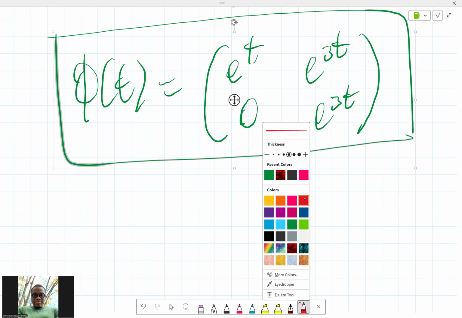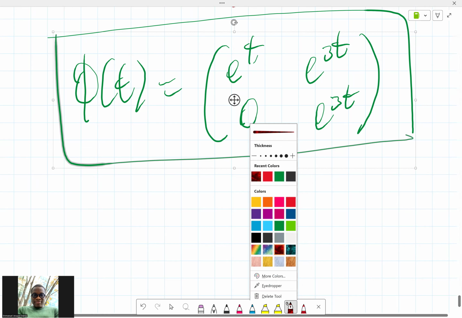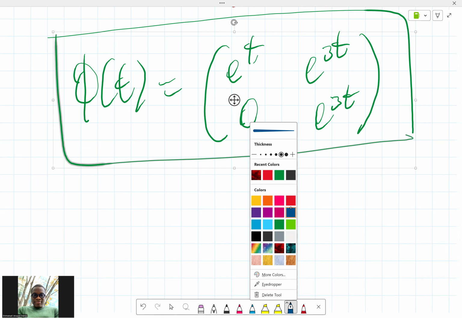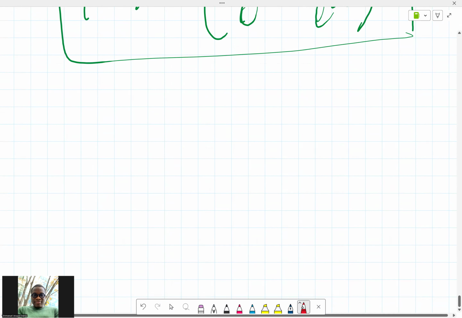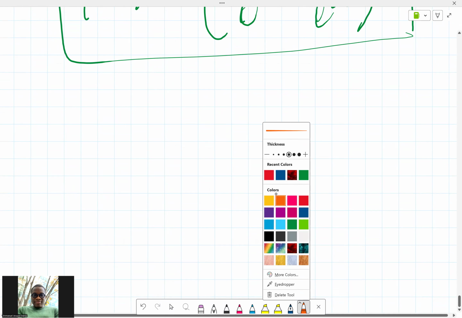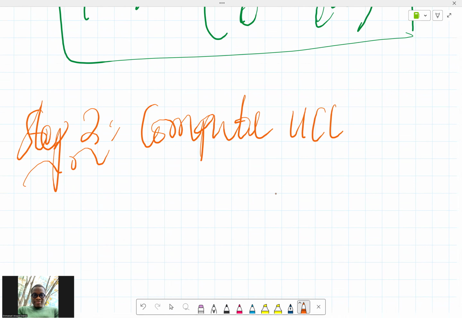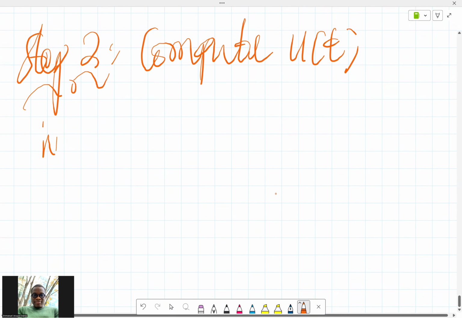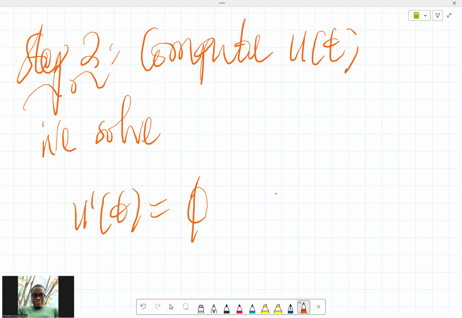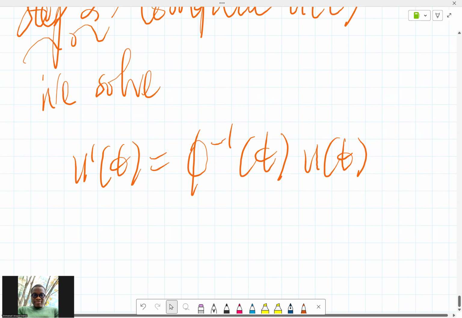So the next thing we want to do, I guess I also want to switch gear here. So step 2 now, in step 2, we want to compute u of t. So in that case, we solve u prime of t is equal to phi inverse of t times f of t. So we are looking for u of t basically.